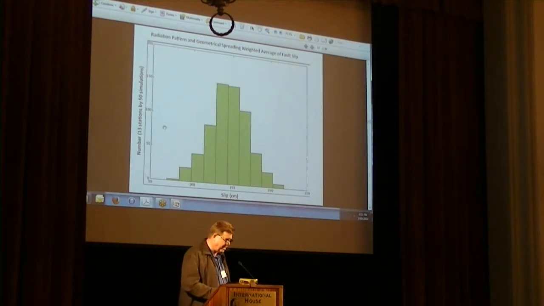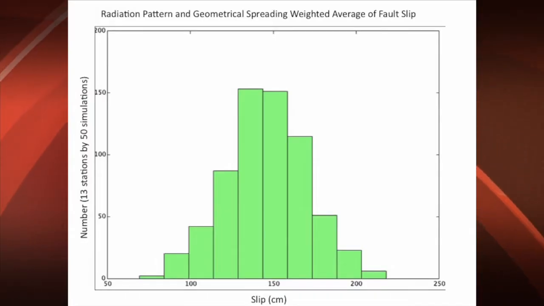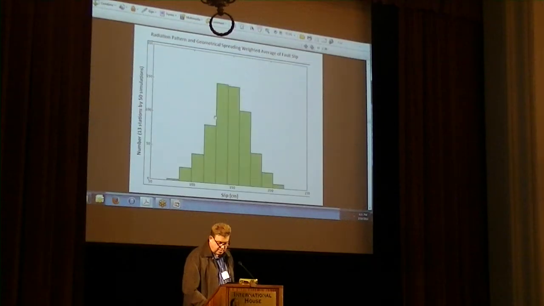So then we go to the next calculation, which is using the radiation pattern geometrical spreading weighted average. And this is showing the distribution of that average slip estimate for the 13 stations by 50 simulations. And so here we have a peak of about 150 centimeters. And we could do a normal distribution test on it that looks somewhat normal, not quite normal, but it is what it is.